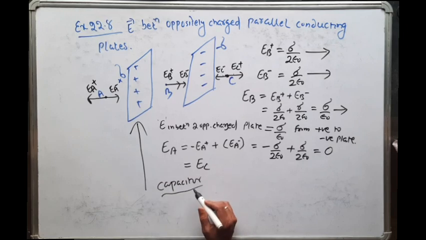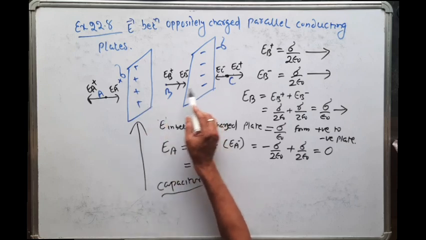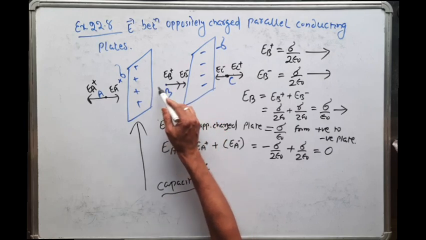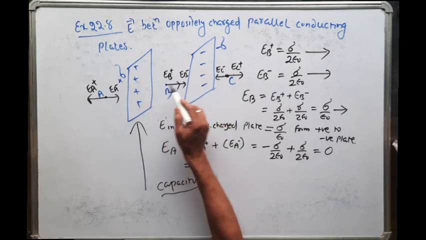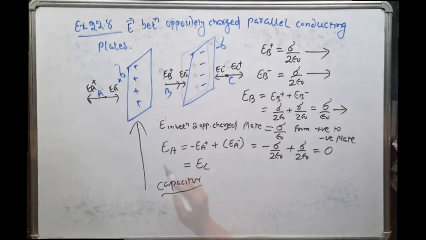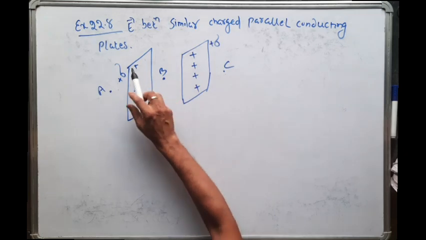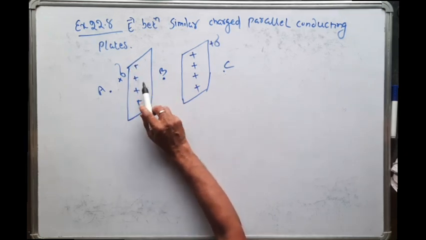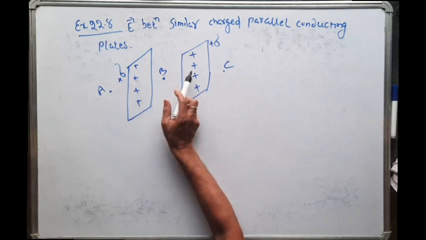We will discuss in a later class what a capacitor is. In the capacitor, there are two oppositely charged plates separated by a small distance. And the electric field intensity in between two oppositely charged plates is always from the positive plate to the negative plate. Now see, in the previous case we had taken two oppositely charged plates.